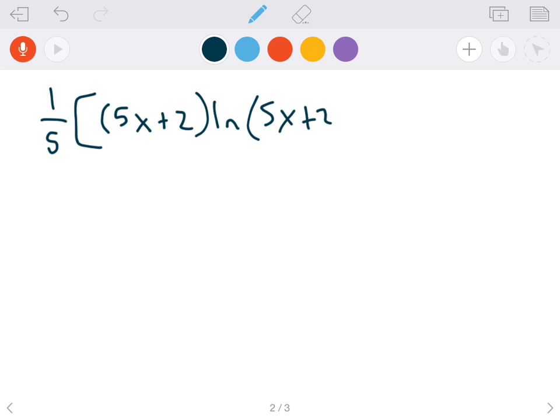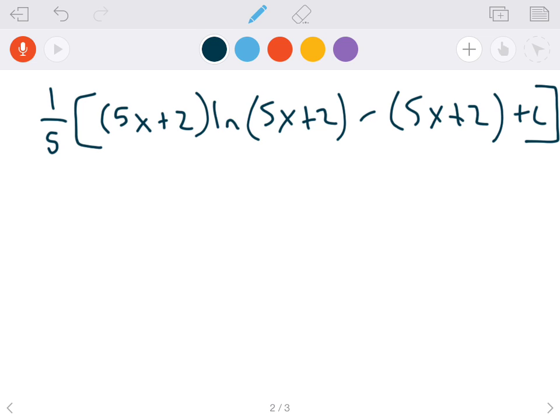When I rewrite all that, I'll have 1/5 u times the natural log of u minus u plus c. And I could do some work to simplify that, but it's not going to make it any better.